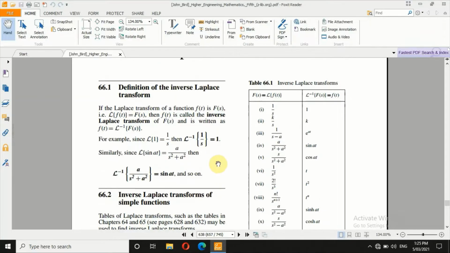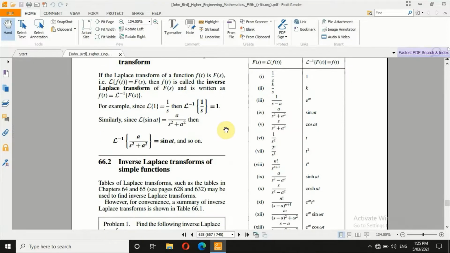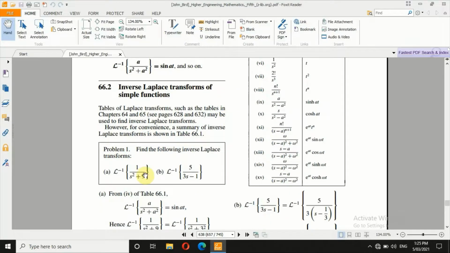We spent quality time to understand the Laplace transform of functions, because by the time we understand that, getting the inverse is much easier. So let's go to 66.2 now. We have the function 1 over x squared plus 9, and the question is: what is the Laplace inverse of this?